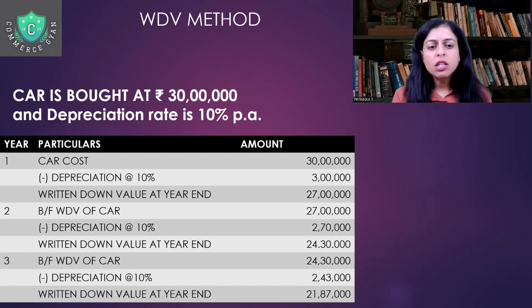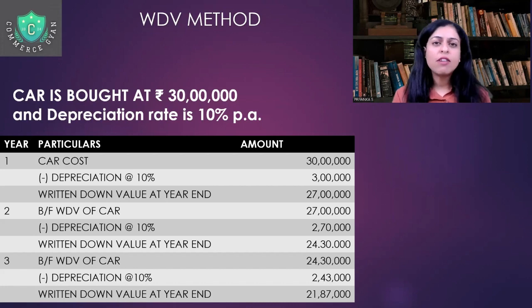So on 27 lakhs, 2,70,000 will be the depreciation and the written down value will be the amount of 24 lakhs 30,000. Third year, again I'm bringing forward the written down value of the car, which now becomes 24 lakhs 30,000. So at the end of the third year, you are going to again charge 10% depreciation, 2 lakhs 43,000, and the written down value at the year end will be 21 lakhs 87,000. So if I ask you at the year end 3, come on, tell me what is the value of your car now as on date.